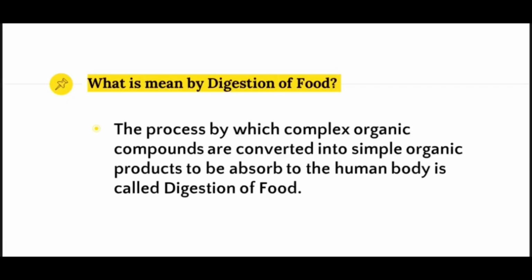We can say simply that the process by which complex organic compounds are converted into simple organic products to be absorbed into the human body is called digestion of food. I will repeat it again. The process by which complex organic compounds are converted into simple organic products to be absorbed into the human body is called digestion of food.